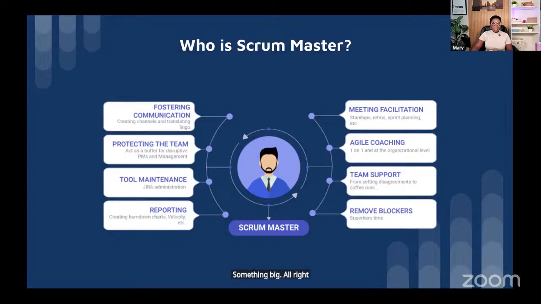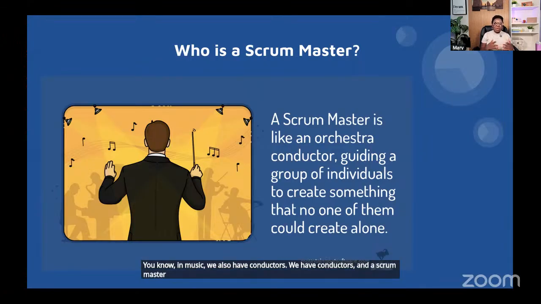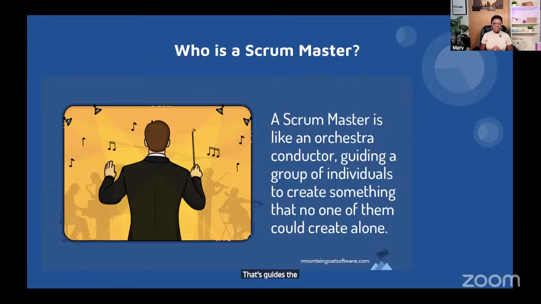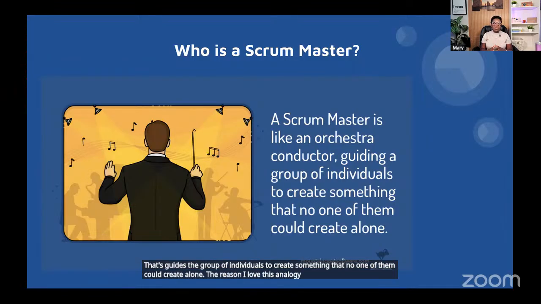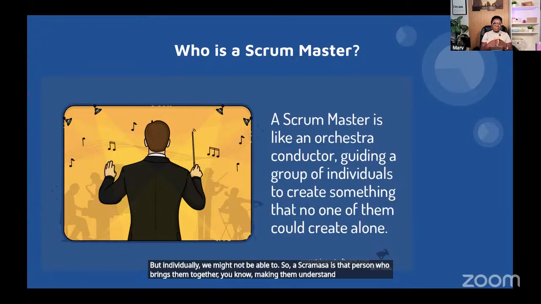All right, I can go on and on. But just like a game has a coach, in music we also have conductors. A Scrum Master is like an orchestra conductor that guides a group of individuals to create something that no one of them could create alone. The reason I love this analogy is because as a team, we are able to create something substantial, but individually, we might not be able to. So a Scrum Master is that person who brings them together, making them understand the essence of working together.